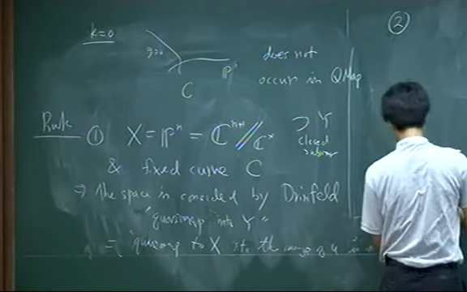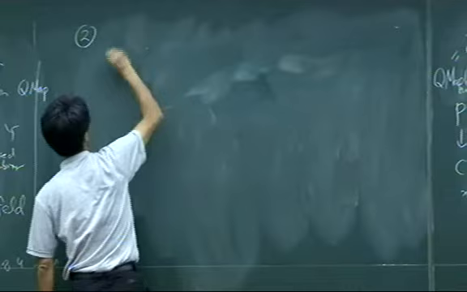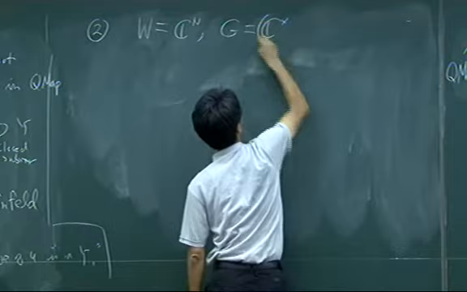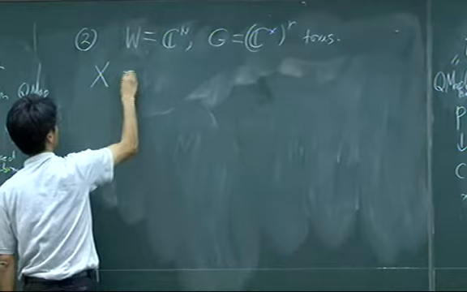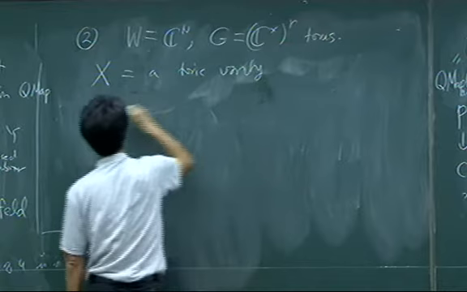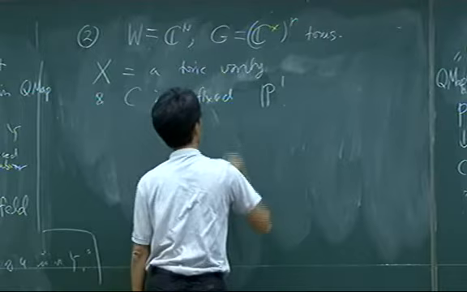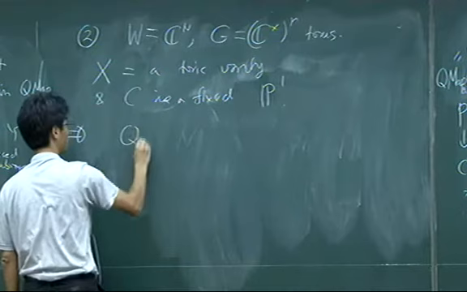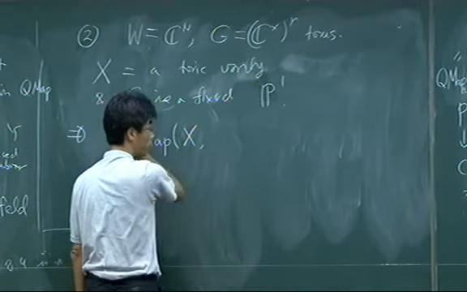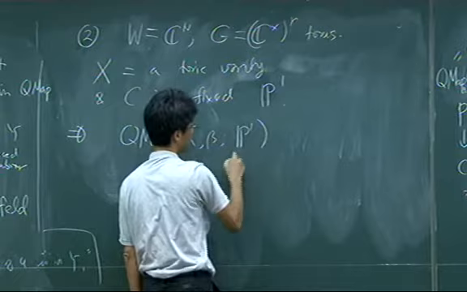in the case of a toric case, suppose W is just C^N and G is a torus, such that the quotient X is a toric variety, and the curve C is also just a fixed P1. And for that quasi-map space, I'd like to note the case Q map X, with X a toric variety, with the fixed curve P1. So C is exactly P1, I mean, there's no other component.